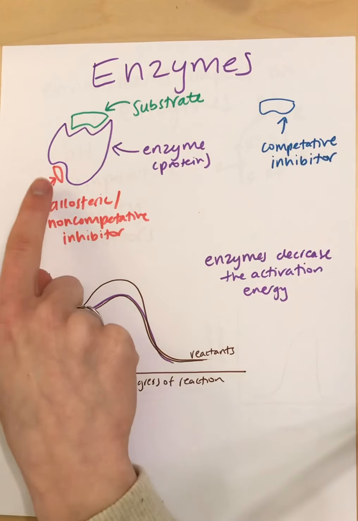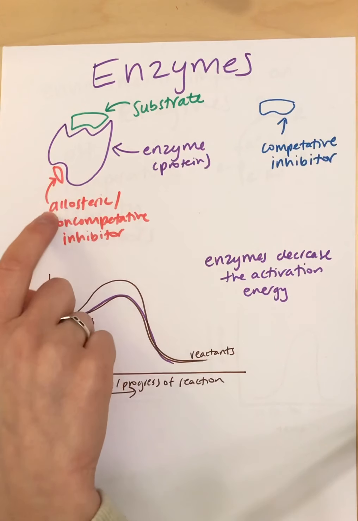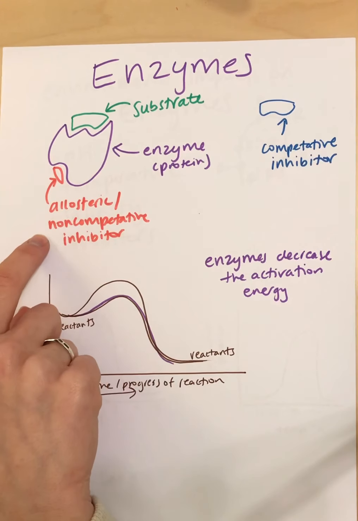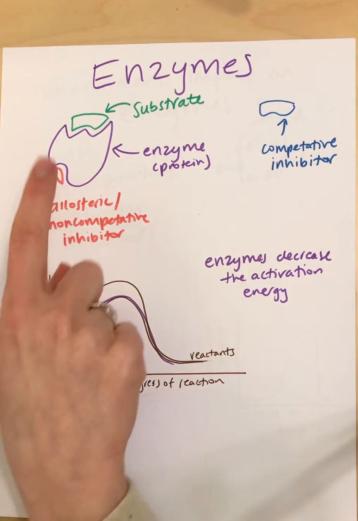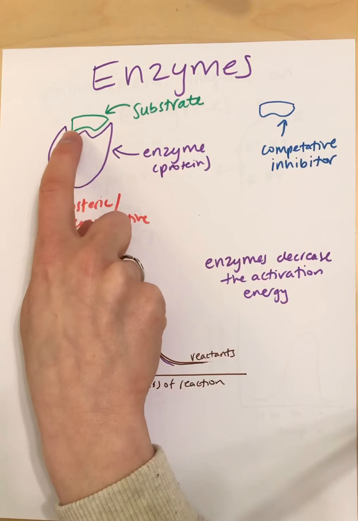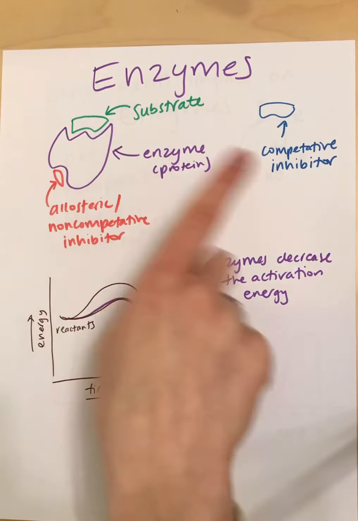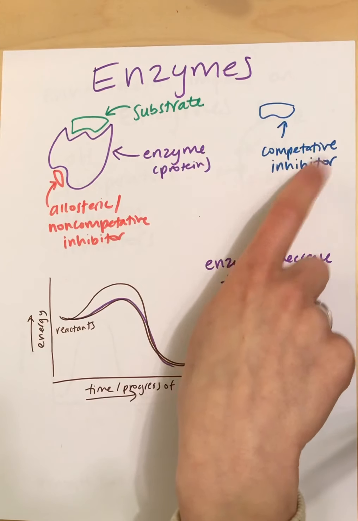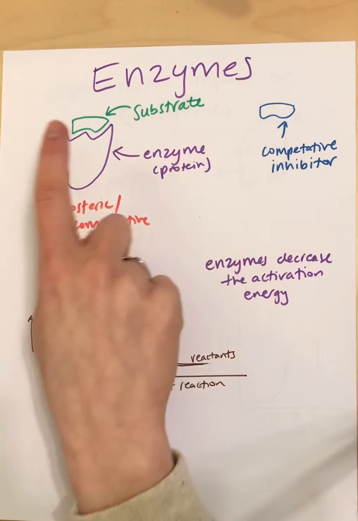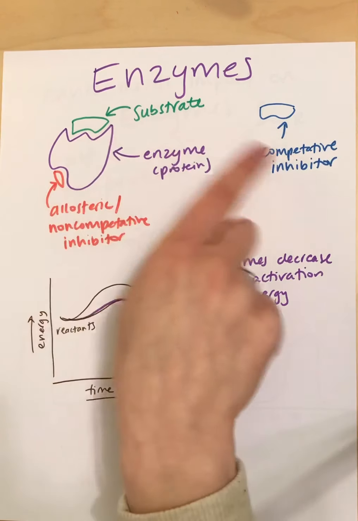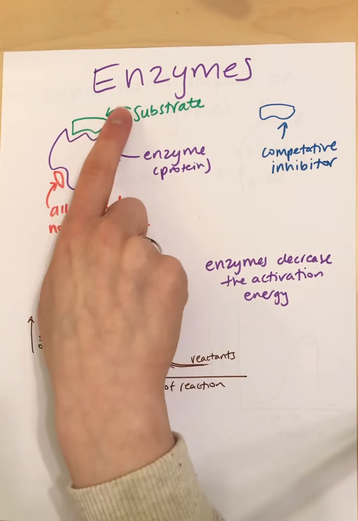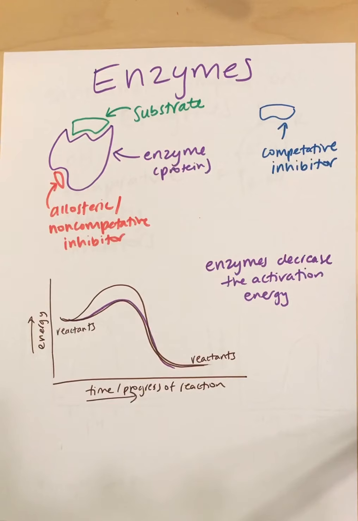Also, some enzymes have a spot on them where an allosteric or non-competitive inhibitor could bind, that when that binds would change the shape of the active site so the substrate can no longer bind. There are also competitive inhibitors. Competitive inhibitors are the same shape as the substrate, and so they can bind in the active site and block the substrate from entering the active site.